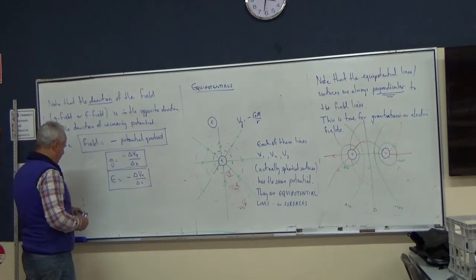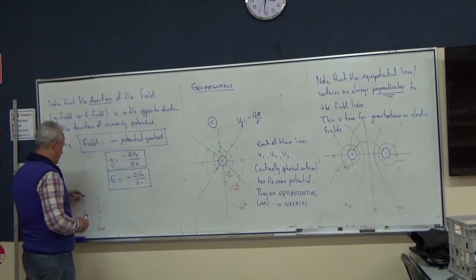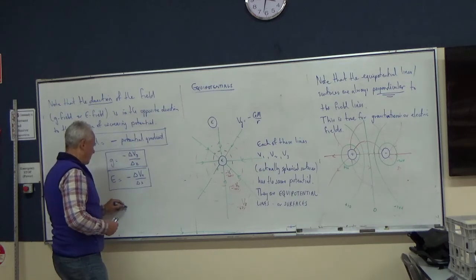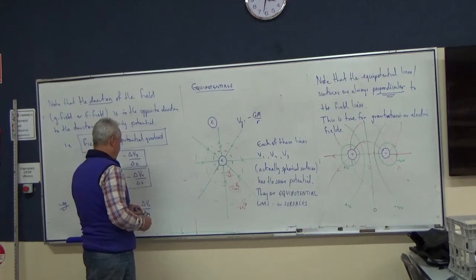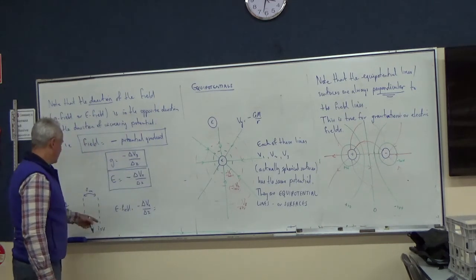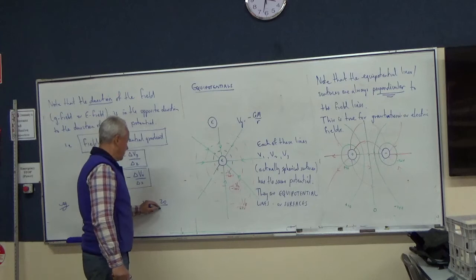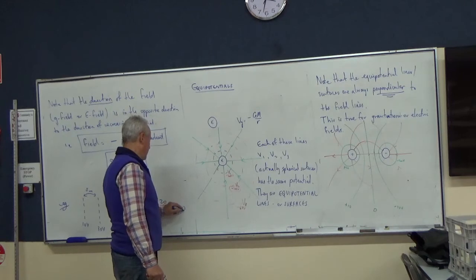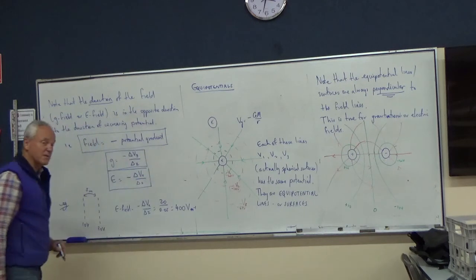If I've got 10 volts and 30 volts, and there's 5 centimetres, then the E field is equal to negative delta V electrical over delta X. So I've changed by 20 volts, from 30 to 10, so it's 20 volts over 5 centimetres, 0.05. That gives me, what, 400 volts per metre. So that would be the electric field.